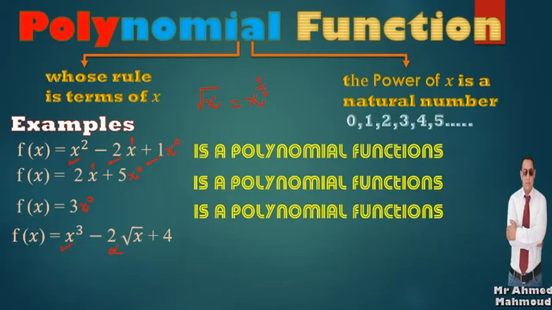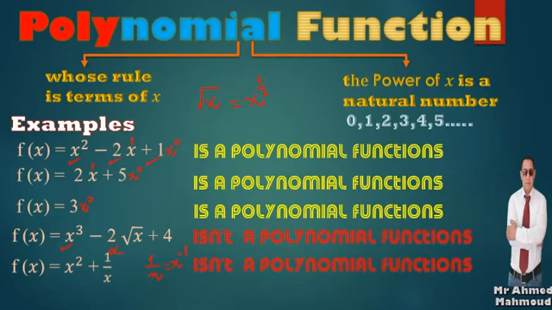Okay, then finally this one is not a polynomial function because the power doesn't belong to n. Another example. Here we have x power of 2 plus 1 over x. 1 over x means x power negative 1. And x to the power negative 1 is not a natural power. So this one is not a polynomial function.